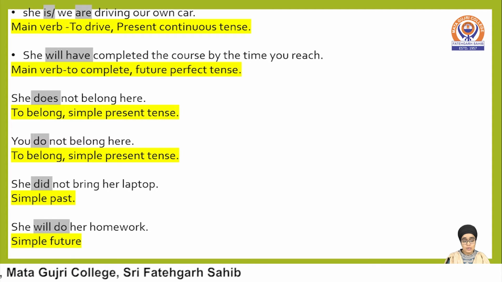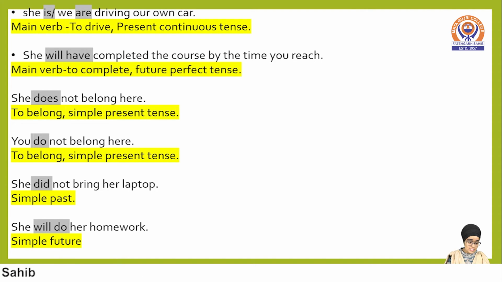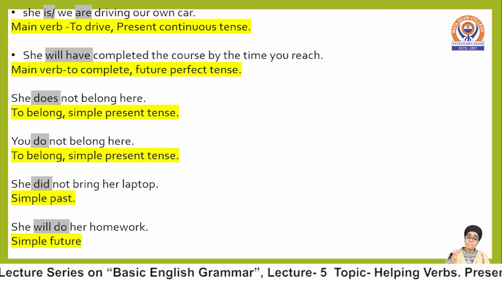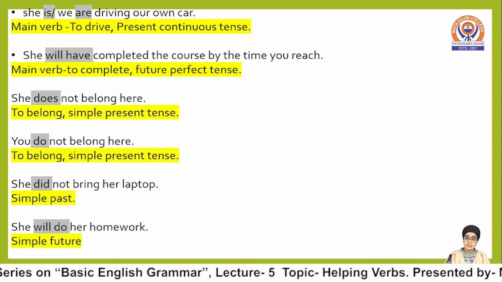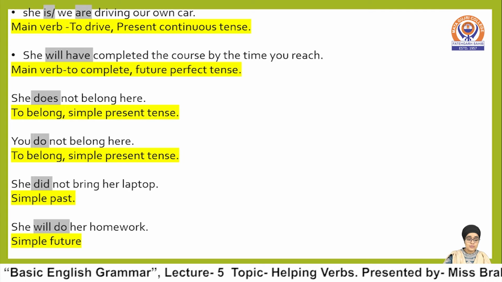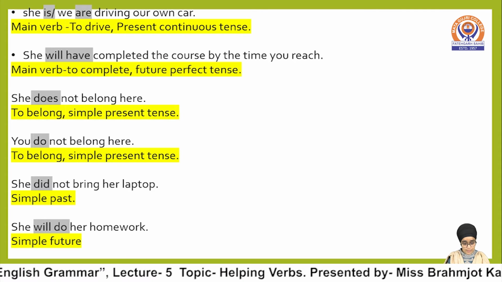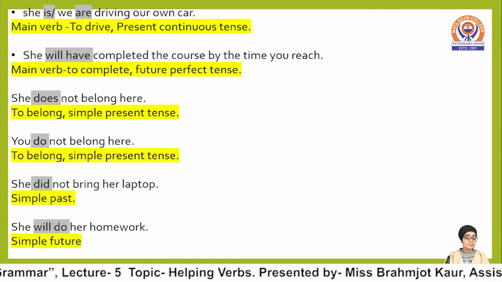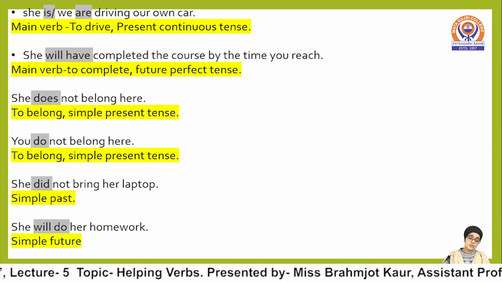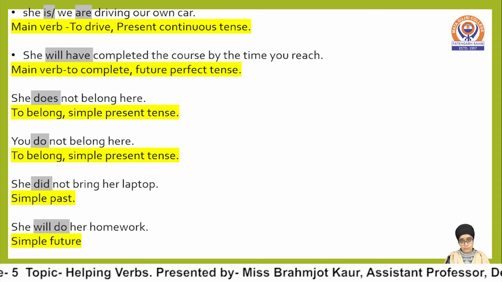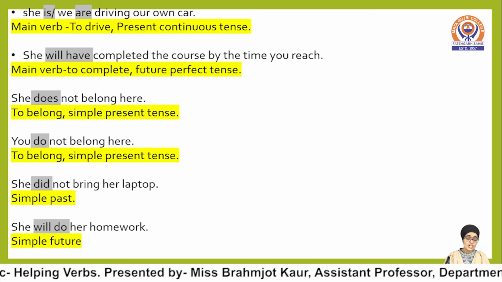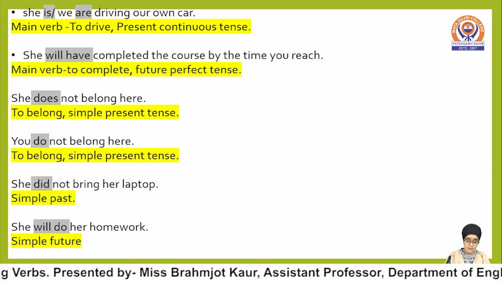So she does not belong here. Now coming to the helping verb to do, which denotes some activity. So with third person singular, I am using does. With second person singular, I am using do. With again third person singular in the past, I am using did. And with third person singular in the future, I am using will. So in the simple present tense, she does not belong here. Again, with second person, you do not belong here. She did not bring her laptop, denoting the simple past. She will do her homework, denoting the future.